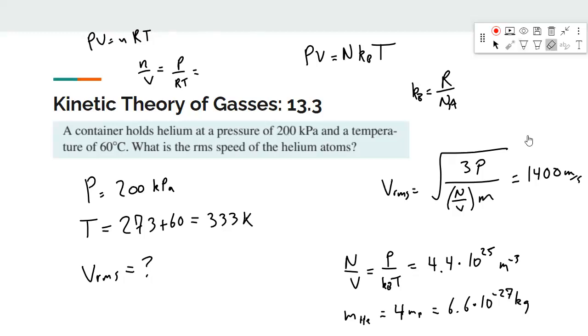So if we take this P over RT, we just have to multiply this by Avogadro's number, and we would get N over V. Capital N is a number of molecules, which is going to be something ridiculously huge. And little n is a number of moles, which is going to be a normal value, like a couple. So PV equals N kBT. It's really just the same thing as the ideal gas law. We've just gone from talking about moles to talking about molecules, so we had to put a factor of Avogadro's number into the constant.